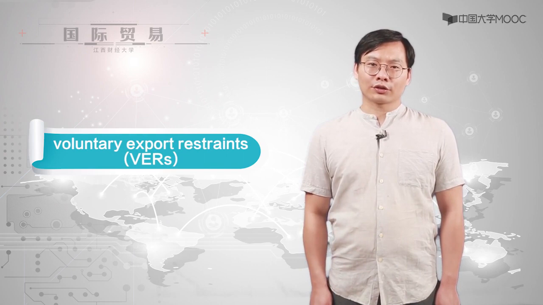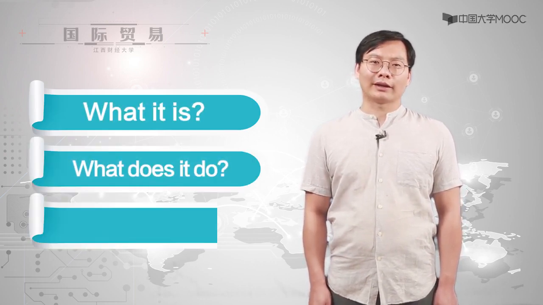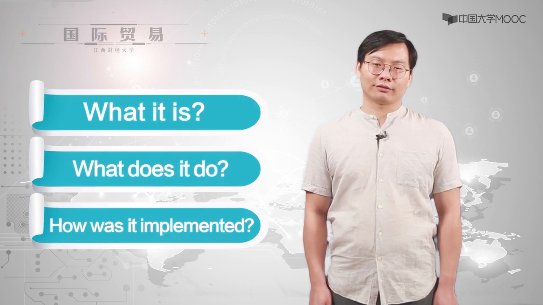A solution for the conflicts of trade liberalization is voluntary export restraint, or VER. I like to say it is a trade policy from exporting countries rather than a policy from the US. We will talk about it in the next slide. For a better understanding of VERs, we will ask three questions. What is it? What does it do? And how was it implemented?